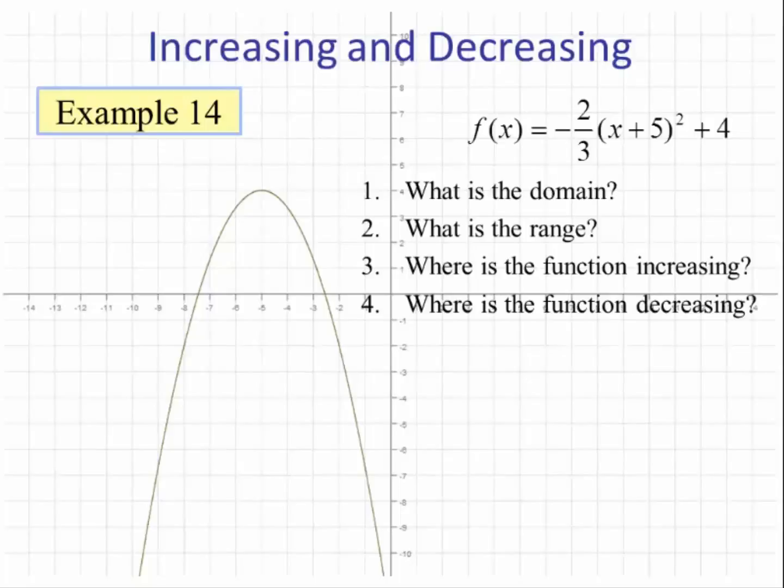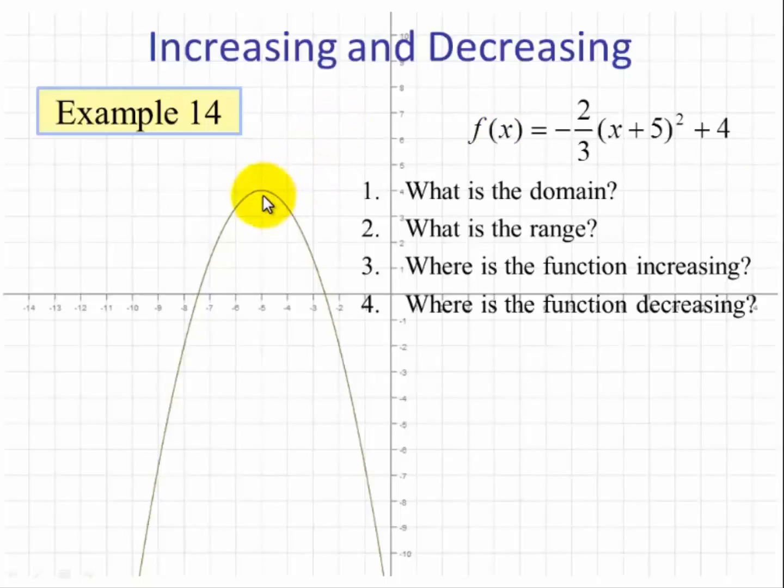Example 14. What is the domain? What is the range? Where is this function increasing? And where is this function decreasing? This parabola is going downward. It has a vertex at (-5, 4). The domain, again, is all real numbers. Every x will have a spot on this parabola.